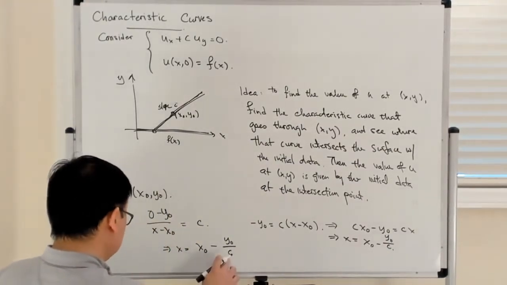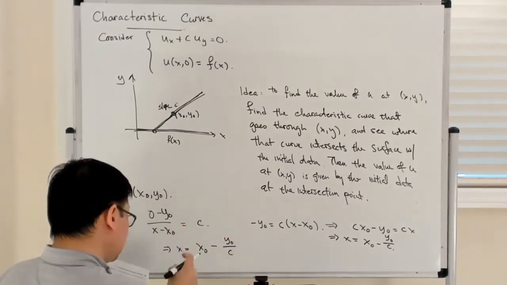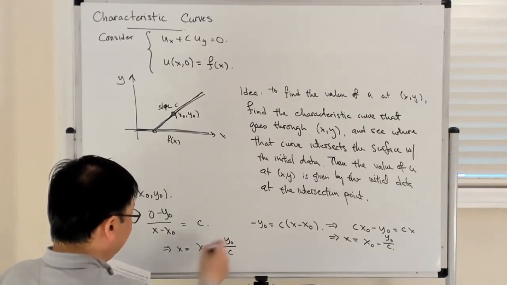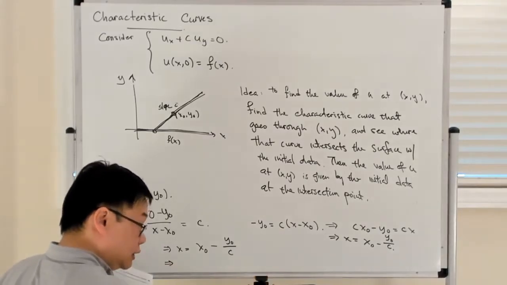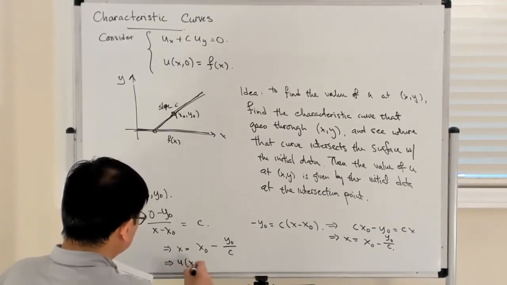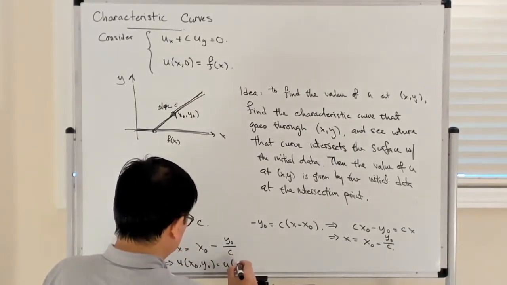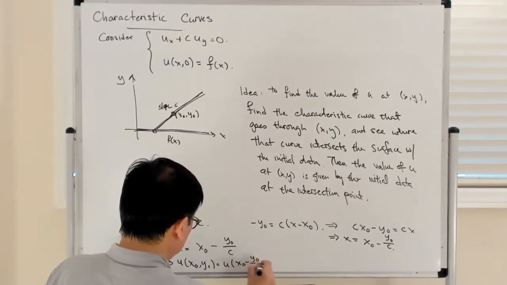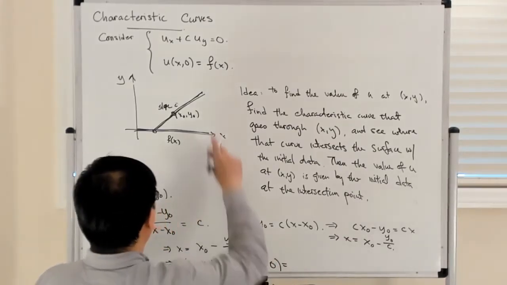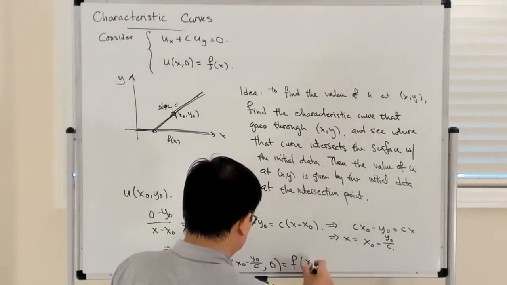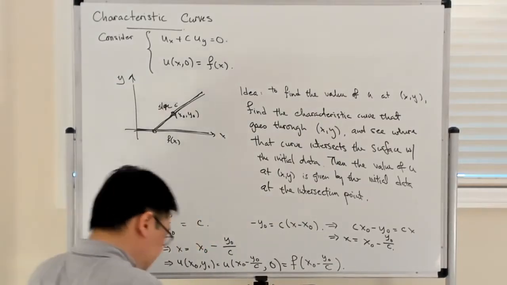So this is the value of x corresponding to the intersection point, if you had started with a point x0, y0. By the fact that the solution is constant along characteristics, u at x0, y0 is equal to u at x0 minus y0 over c, comma 0. But this is equal to f at that point, f at x0 minus y0 over c. So that's basically the idea.